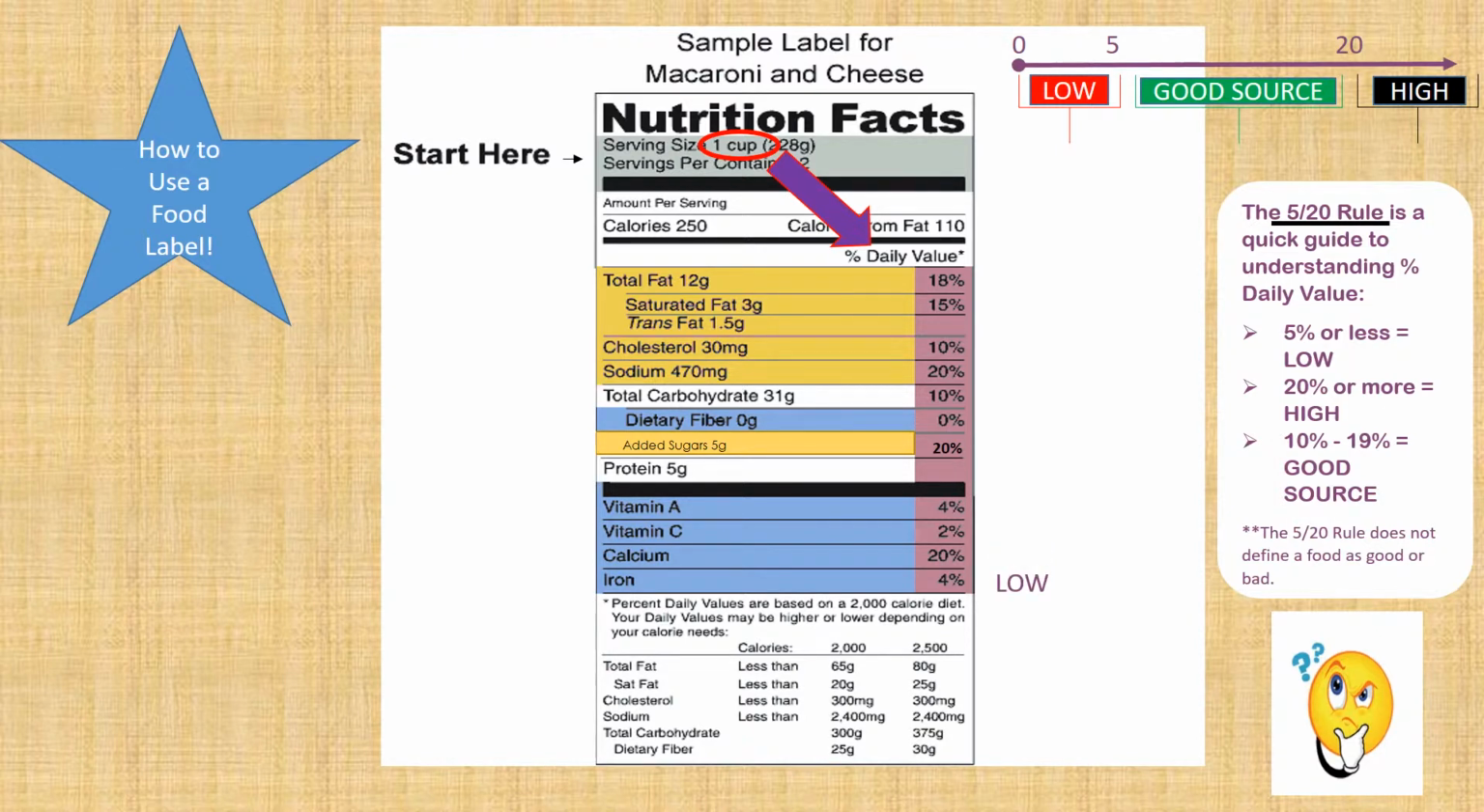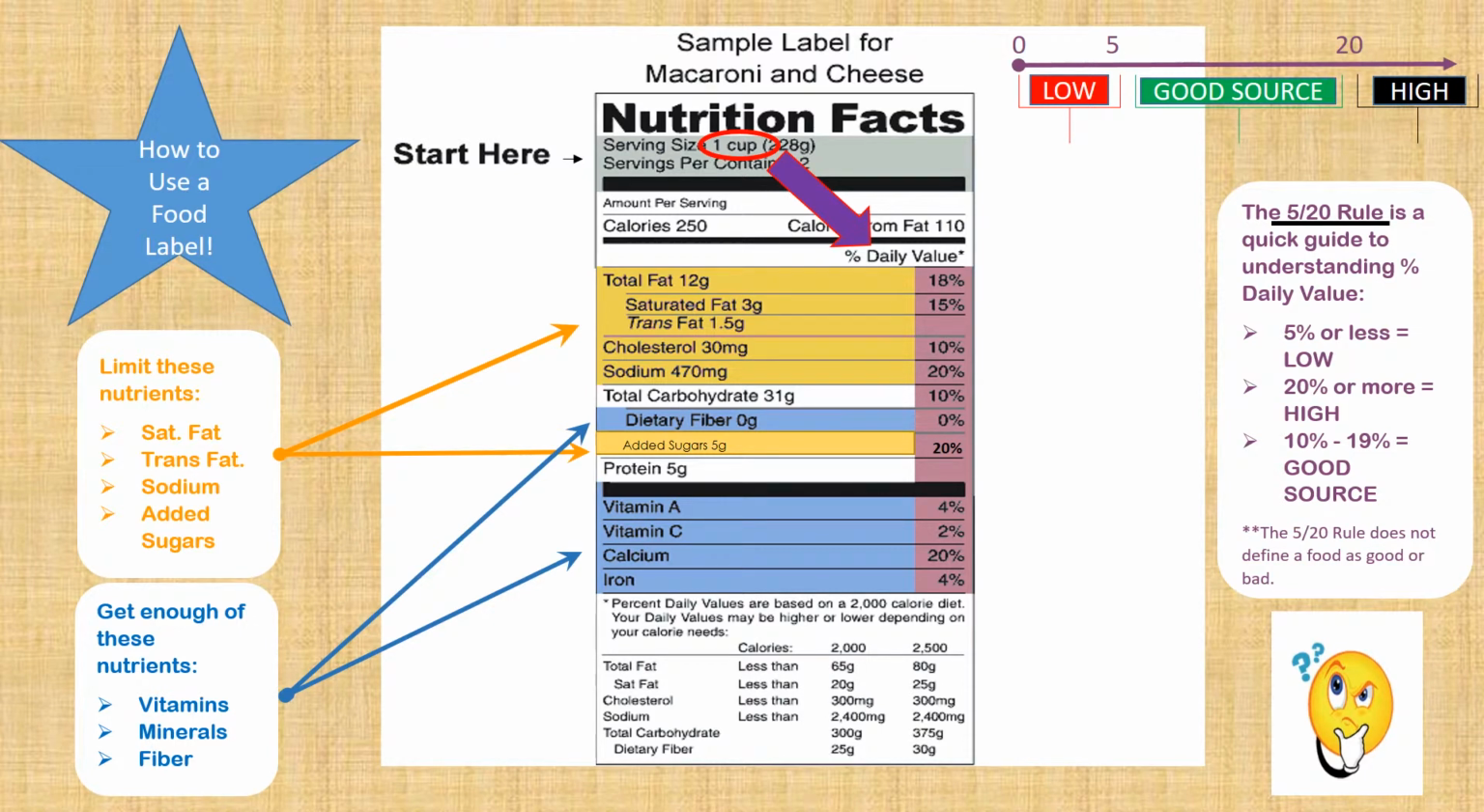And that's it. You've now used the 5-20 rule to understand if a nutrient is low, high, or a good source in that food. Now remember when we talked about trying to limit some nutrients and eat more of others? This is how you can use the 5-20 rule to help guide you. For example, we now know that this particular food is high in sodium. That lets us know to try to eat foods with less sodium for the rest of the day.